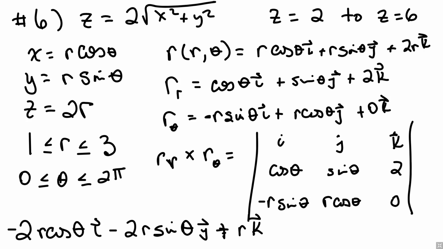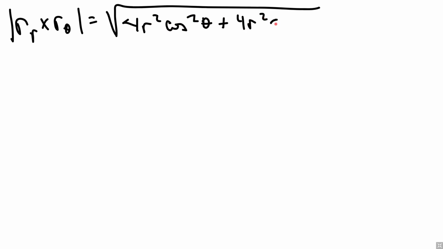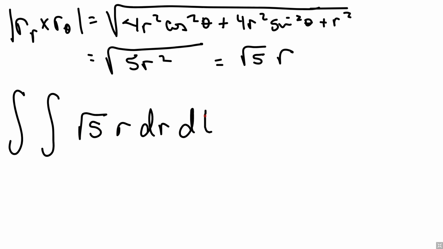So for our magnitude, we're going to end up with the square root of 4r squared cosine squared theta plus 4r squared sine squared theta plus r squared. So we should end up with the square root of 5r squared, which is the square root of 5 times r. So for our surface area, it's going to be the double integral of the square root of 5 r dr d theta. We said r runs from 1 to 3, theta from 0 to 2 pi.